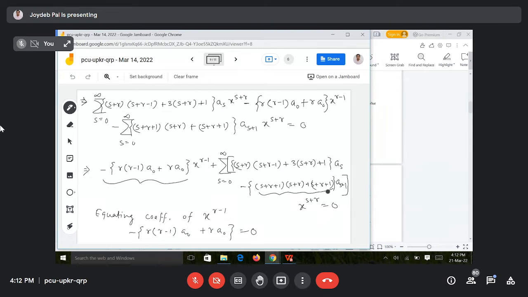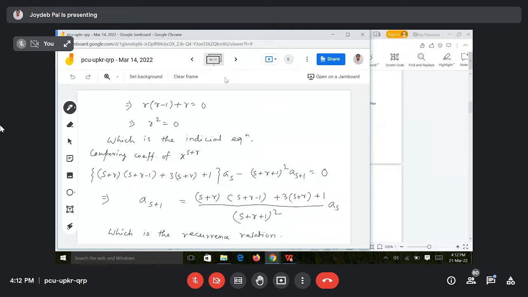And the coefficient of the general degree term gives the recurrence relation, right? It means coefficient equals 0. So here the general degree term is x to the power s plus r, and it is written. If we take the coefficient of x to the power s plus r equal to 0, we are getting this.